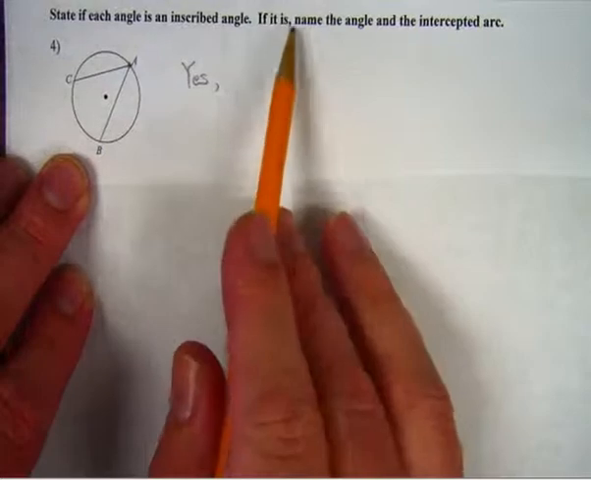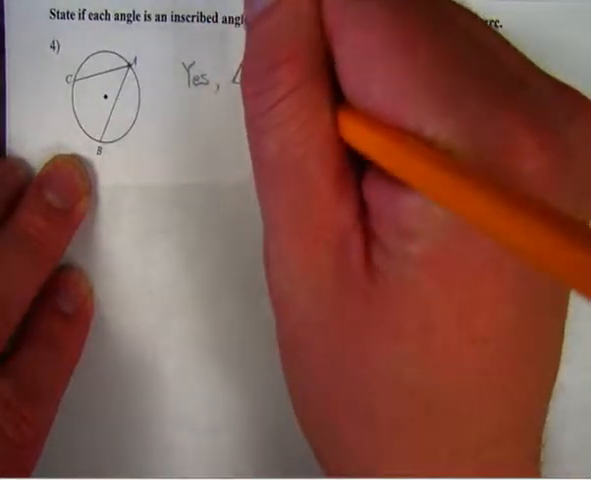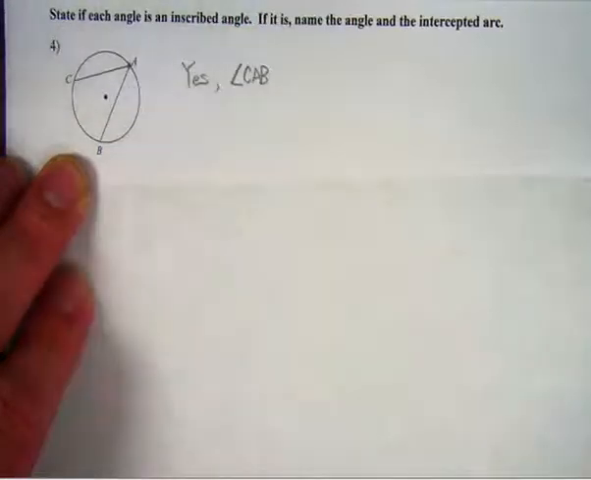And now we need to name the angle. Well, the angle will be angle CAB. You could also call it angle BAC or angle A. Either of those would work.